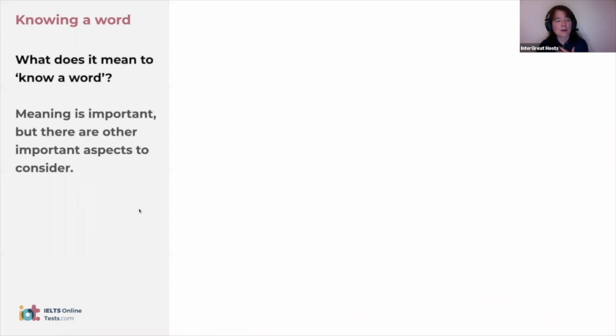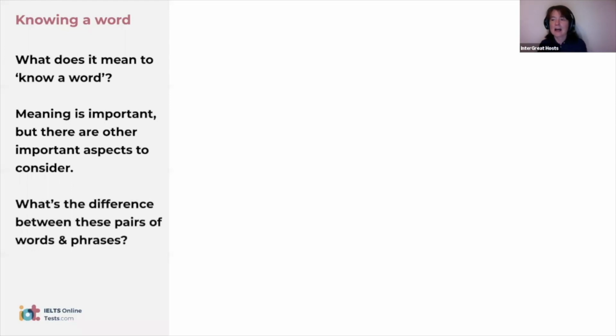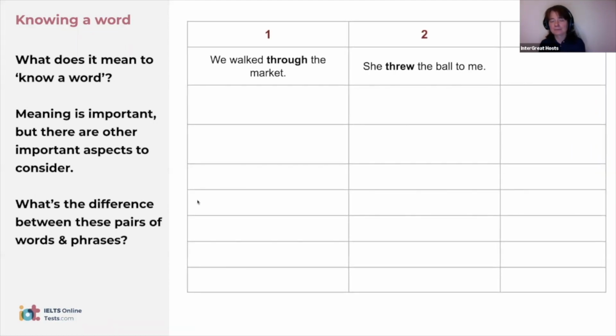So we're going to look at all of these different aspects now, okay? And we're going to do that through some pairs of words that I'm going to show you, okay? But we're not looking at meaning, okay? So don't think about the meaning being different, but think about the other parts being different, okay? So we look at the first one. I know the meaning is different, but what do we need to think about?